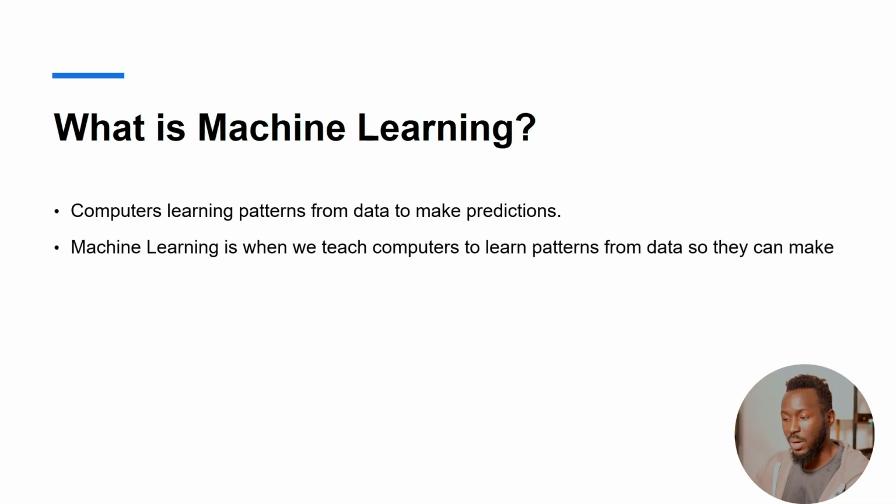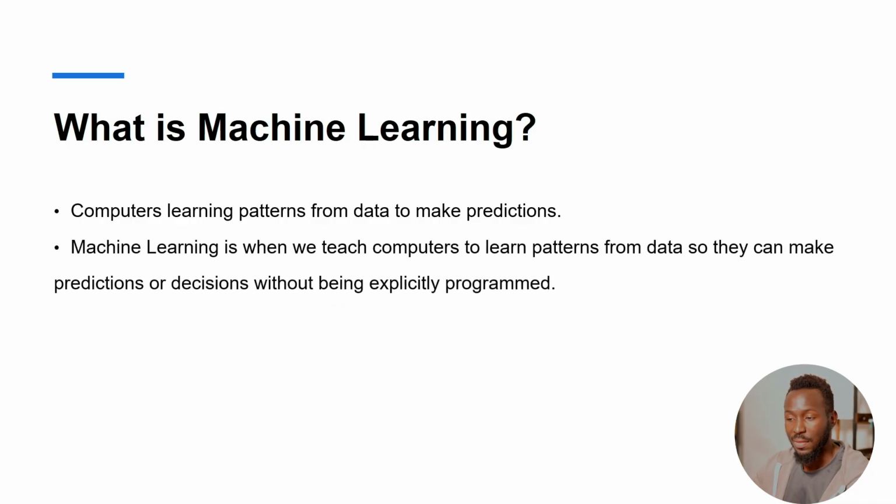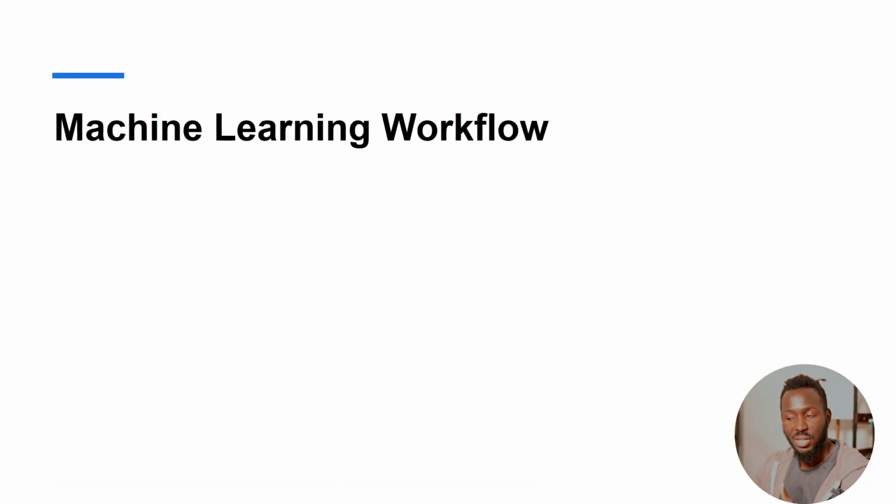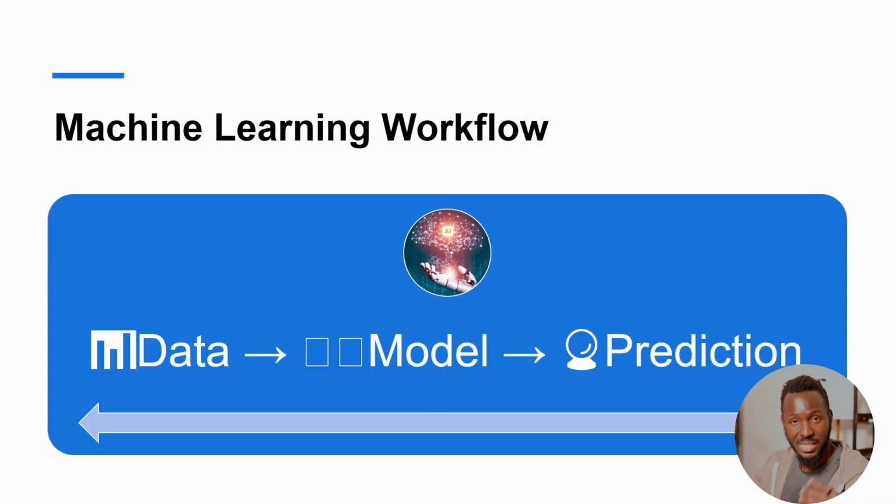Machine learning is when we teach computers to learn patterns from data so that they can make predictions or decisions without being explicitly programmed, so that they can work autonomously, sort of. Machine learning workflow. This is the framework. You must have data, and from that data you build a model, and then that model is used to do prediction. So it's very simple. Give me some data, analyze the data, build a model from that data, let the model learn some patterns, some classification, some prediction, and then use that model to predict what's going to happen next. For example, you can use it to predict whether an email is spam or not spam.